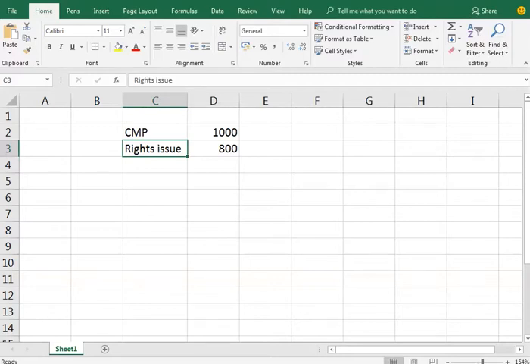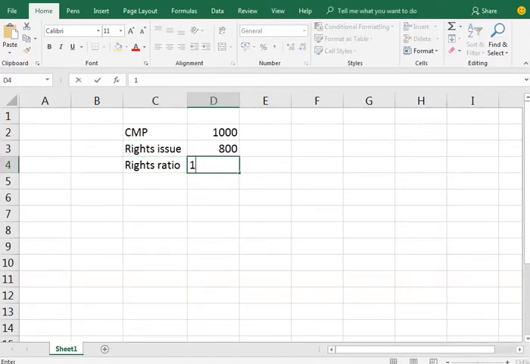Whenever a rights issue is made, there will be something called rights shares. That is how many shares or how many rights will be given for the number of shares which are held. So there will be a rights ratio which will be given. So let's take that. Rights ratio is 1:4. That is, if you are holding 4 shares, you are eligible to get 1 right share.